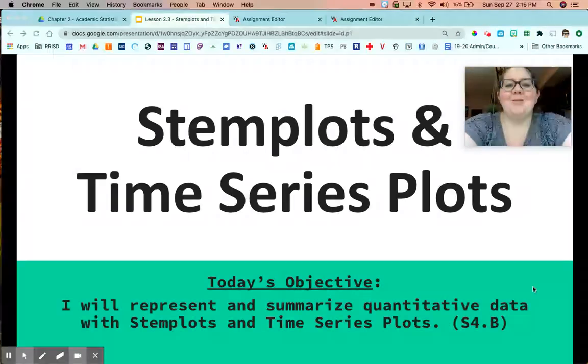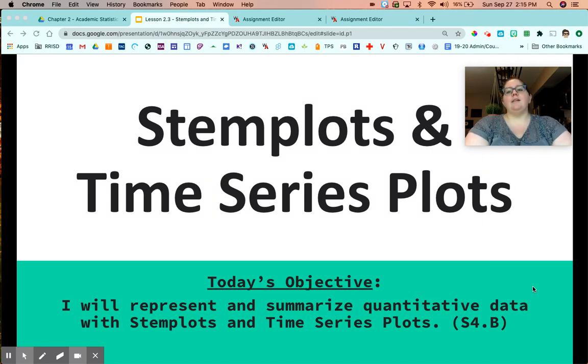Hey guys, so today we are going to talk about, this is lesson 2.3, which is looking at something called a stem plot, which is just another way of graphing numerical or quantitative data. And then we'll also take a quick look at something we call a time series plot, which is just a different type of graph that helps us see things as they change throughout time. So today's objectives, you'll represent and summarize quantitative data with stem plots and time series plots.